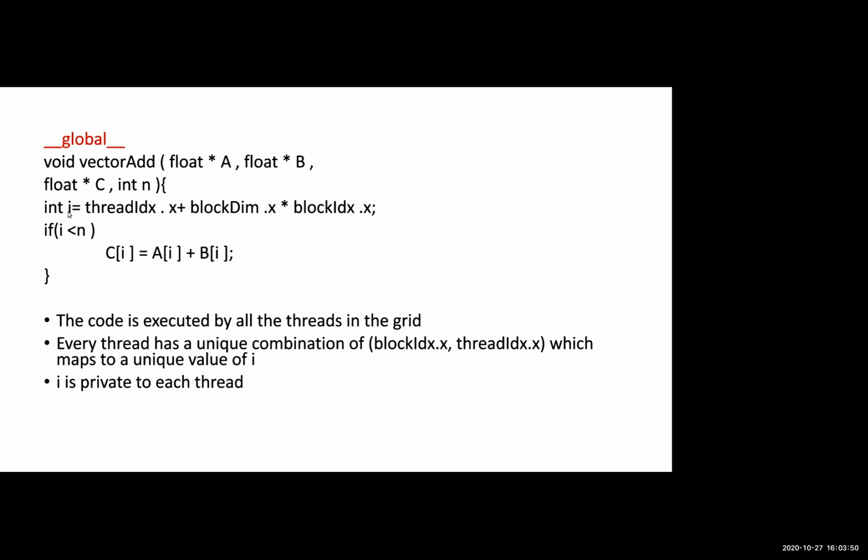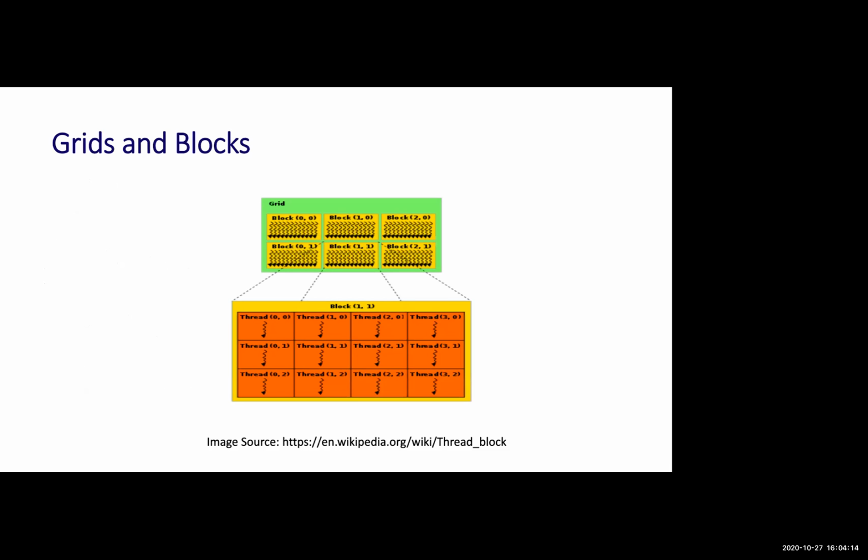If the ID is 1, the thread will take care of the first index of the array, and the second ID will take the second index. This way, it will take care of all the elements, and it will compute in parallel. So this is the basic grids and blocks.